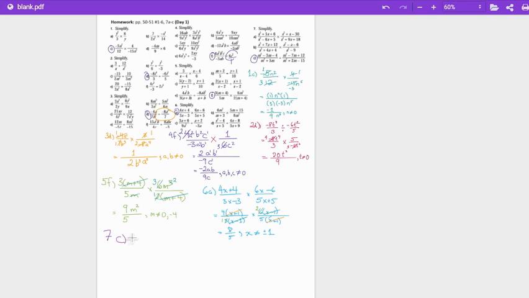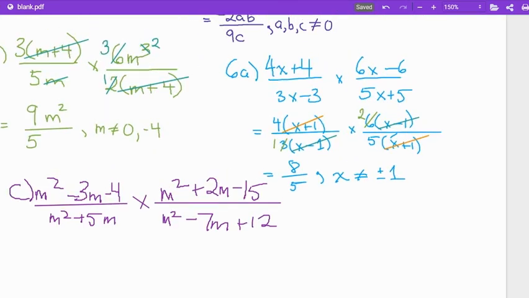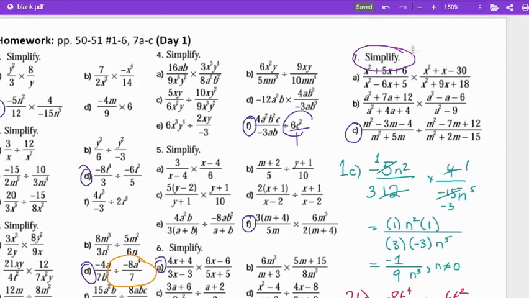7C, we're looking at m squared minus 3m minus 4 all over m squared plus 5m. And I'm going to write the reciprocal right away, times. So I'm going to take the denominator, m squared plus 2m minus 15, and the numerator becomes the denominator. Okay, let's work on this one. So again, I just simplify.